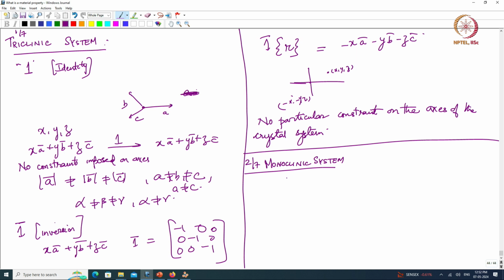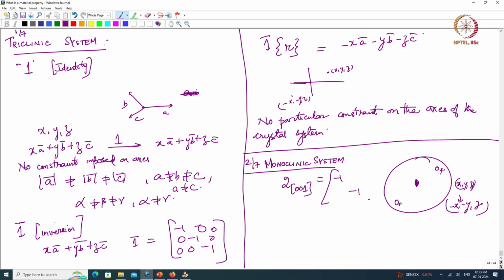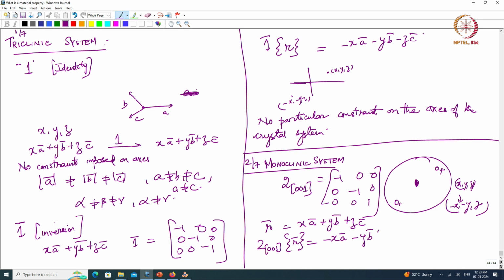Let us consider one operation. So I have a two-fold axis of symmetry about 0 0 1, let us say. We did this earlier. So I have a two-fold axis of symmetry, which means this plus goes to this plus. So x y z transforms into minus x minus y plus z, and the transformation matrix is minus 1 minus 1 1 on the diagonal. So I have a vector r which is x a plus y b plus z c, and after transforming it through this two-fold rotation about 0 0 1, it gives me minus x a minus y b plus z c.